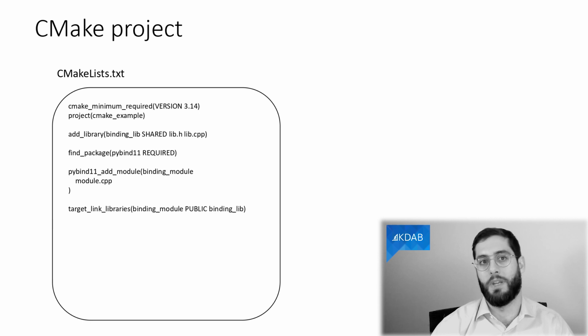Now, we create a CMake project. In this project, we have a shared library, bindlib, with two sources. Don't worry about their content, we will see that later.